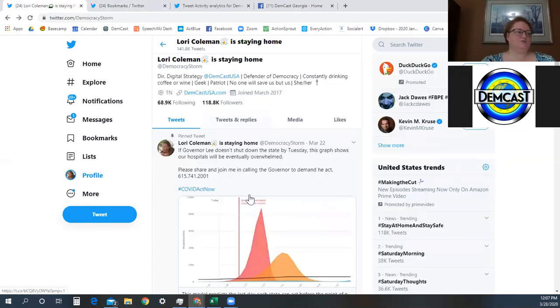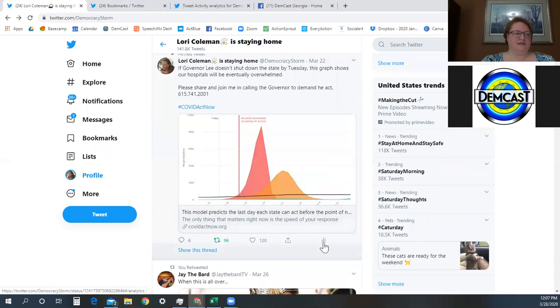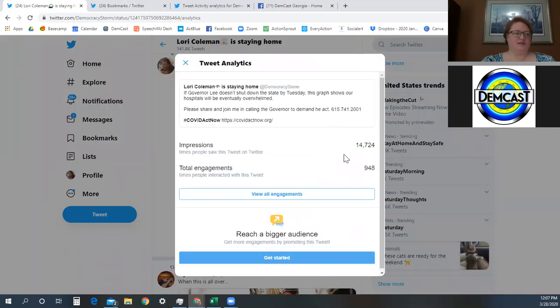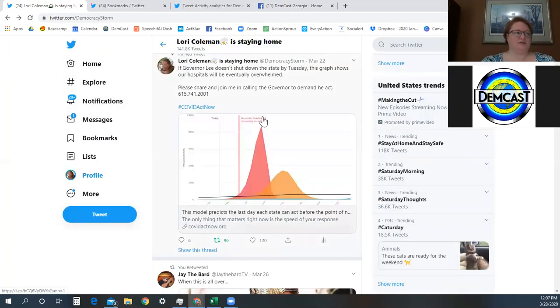So that's one tweet's analytics. Again, you can see 14,000 impressions, about 1,000 engagements. Let's look at a different tweet. This particular tweet is really talking about a specific state. I wouldn't expect it to have the same sort of response that I would get with a more national tweet. Twitter tends to be more of a nationally focused program. But let's look at another tweet.